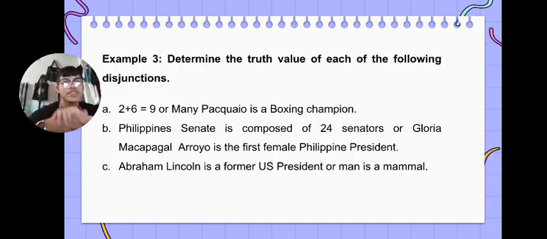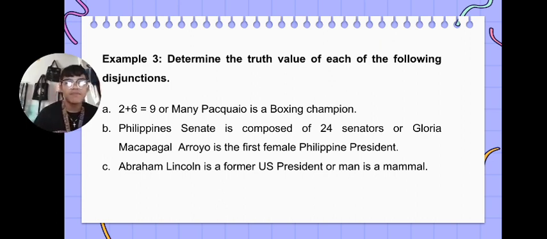Next, example 3. Determine the truth value of each of the following disjunctions. 2 plus 6 equals 9, or Manny Pacquiao is a boxing champion. Note that the proposition 2 plus 6 equals 9 is false, while the proposition Manny Pacquiao is a boxing champion is true. Hence, the disjunction of the compound proposition is true.